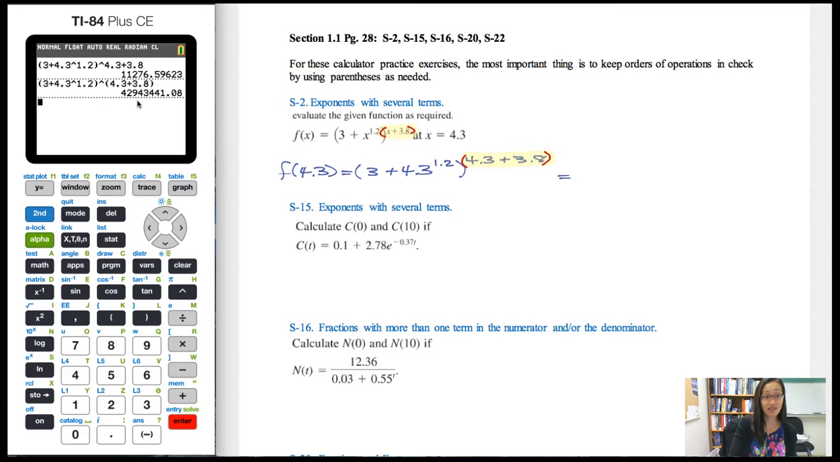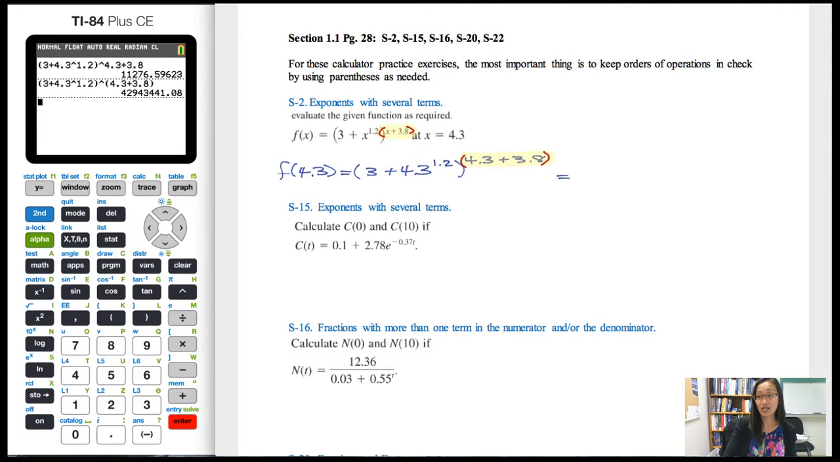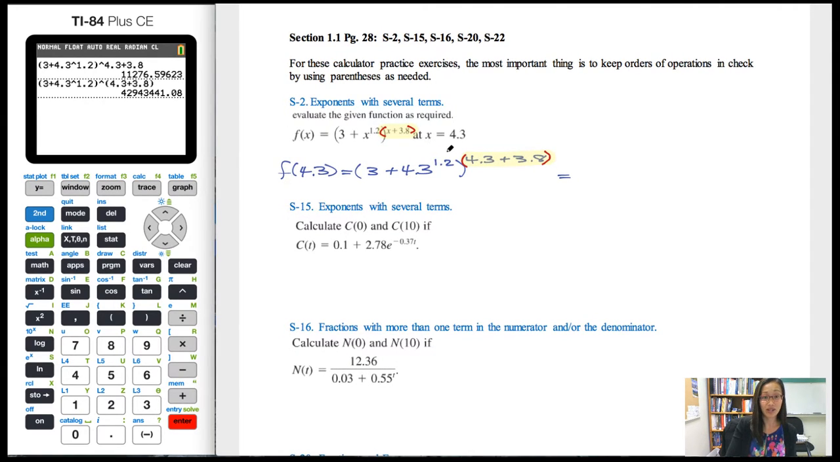So notice that we get a completely different answer here. When we put the parentheses around that exponent, we end up with a number that is much larger than when we left the parentheses out. So the actual value of this function when we evaluate it at 4.3 is this big number here, 42,943,441. Okay, so 42 million versus 11,000 makes a huge difference, right?